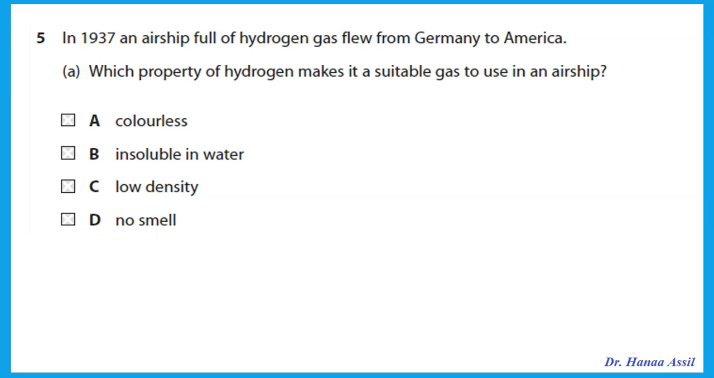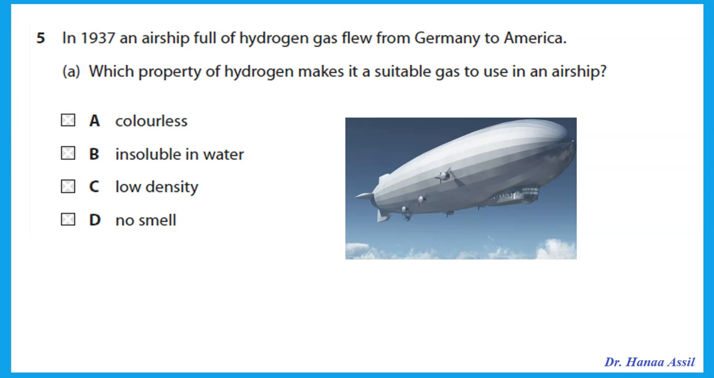Question 5 says, in 1937, an airship full of hydrogen gas flew from Germany to America. What's an airship? It's something like an airplane, but it's like a balloon. So, which property of hydrogen makes it a suitable gas to use in an airship? We can use hydrogen. Why?